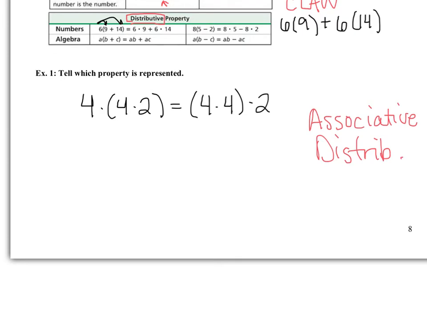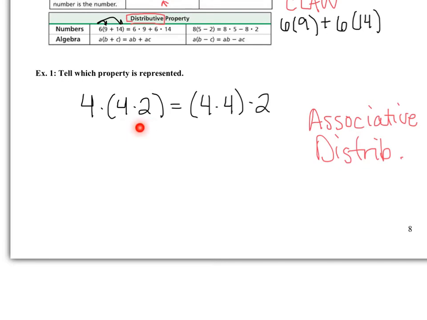The other thing I notice is that 4, 4, 2, 4, 4, 2, my order didn't change, so it's not commutative property. I'm not multiplying by 1 or adding 0, so it's not identity property, so I'm still back to my associative or distributive. Now, I am multiplying. That number on the outside is multiplying, so that's kind of a sign of distributive property. But the difference here is that I have multiplication on the inside of my parentheses. So this is an example of the associative property.